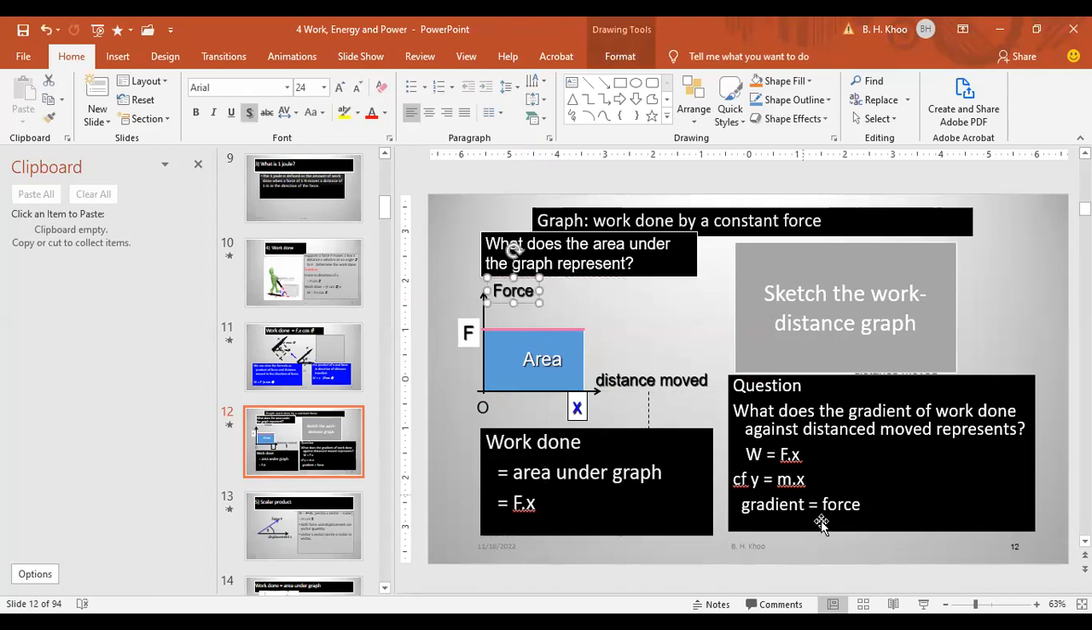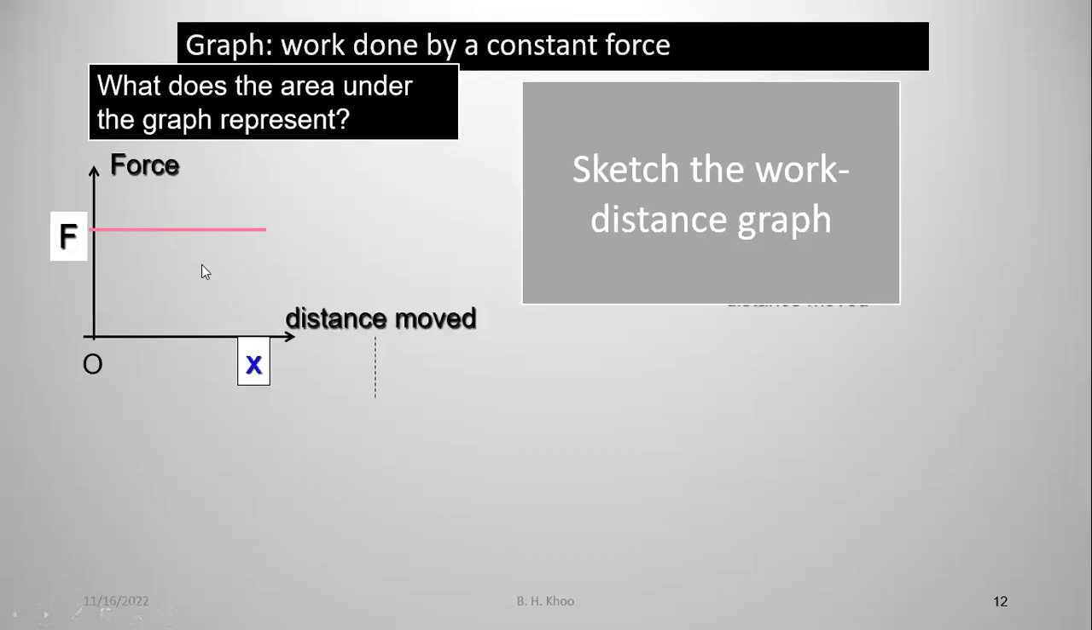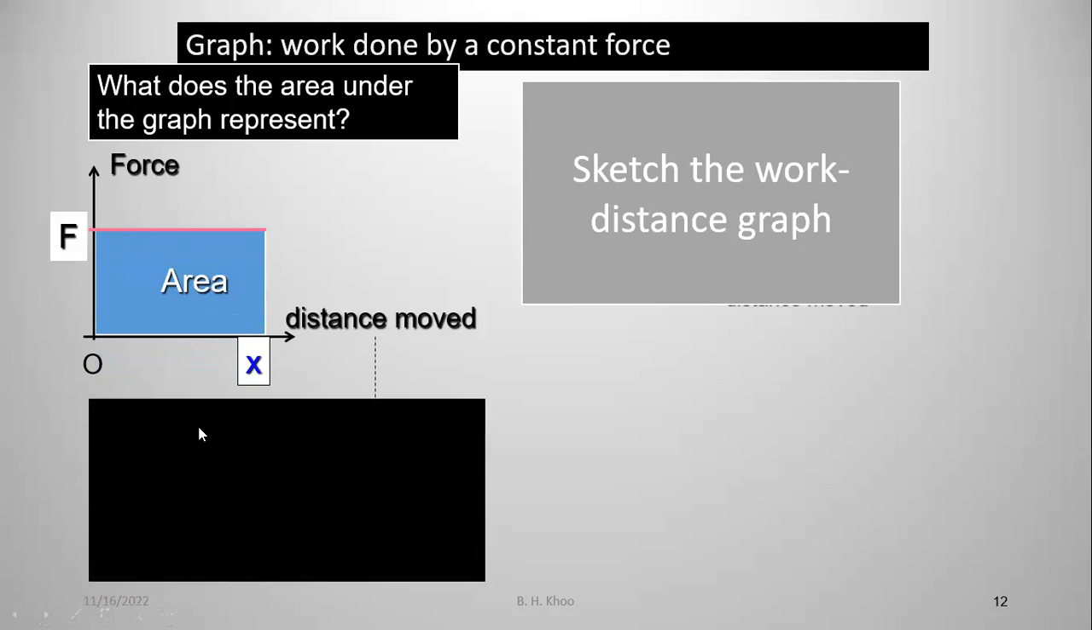Right? That's the force axis. And then the x-axis is the distance moved, and the force is constant, a horizontal line. So you are supposed to be able to sketch the force-distance graph. Right? So that area there, that's the distance moved, that's the magnitude of the force. It's F times x. Area under the graph is F times x.